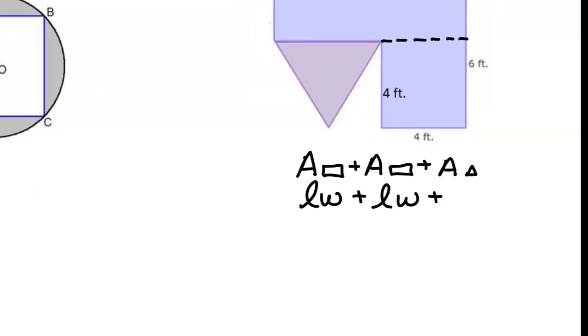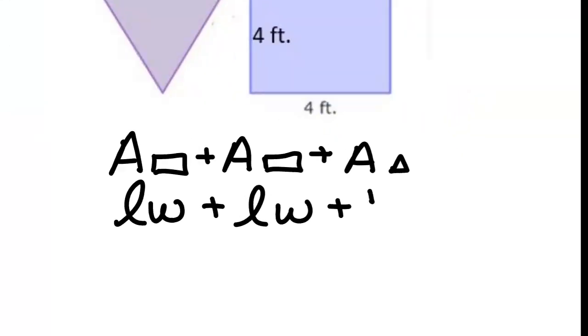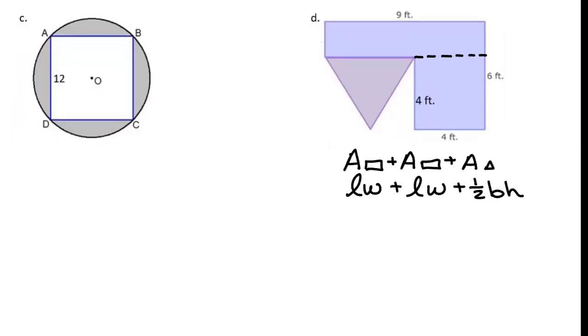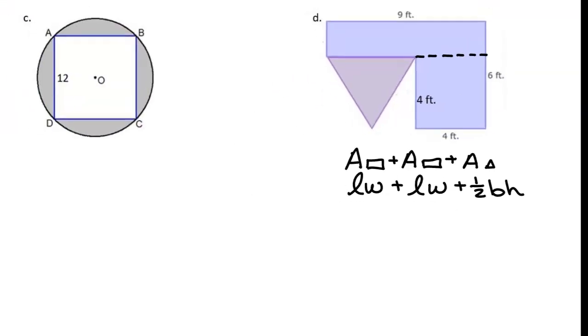And for the triangle, should we do that 1/2 AB sine C? No, I don't know 2 of the sides, and I don't know any of the angles. So I'm going to have to do 1/2 base times height. Please don't forget on the triangle to put the 1/2 there. If you don't put a 1/2 there, you're finding the area of a parallelogram, not a triangle. You have to have the 1/2 for it to be a triangle.